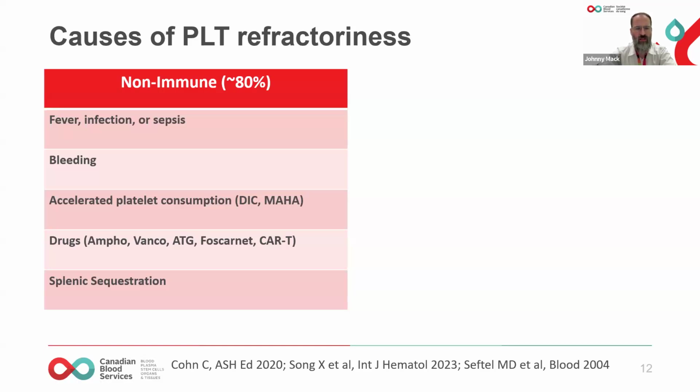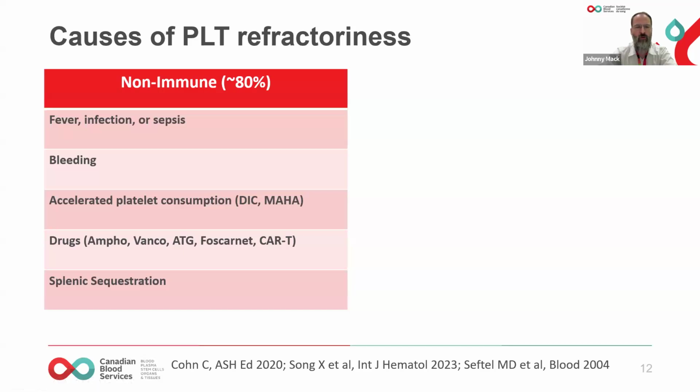And then splenic sequestration, which can be seen in situations of hypersplenism, which can occur even in the absence of splenomegaly, so really just increased splenic function. And of these non-immune causes, just to get back to the importance of the 10 to 60-minute post-transfusion CBC, in my experience, most of these non-immune causes will not lead to a poor increment immediately following transfusion.